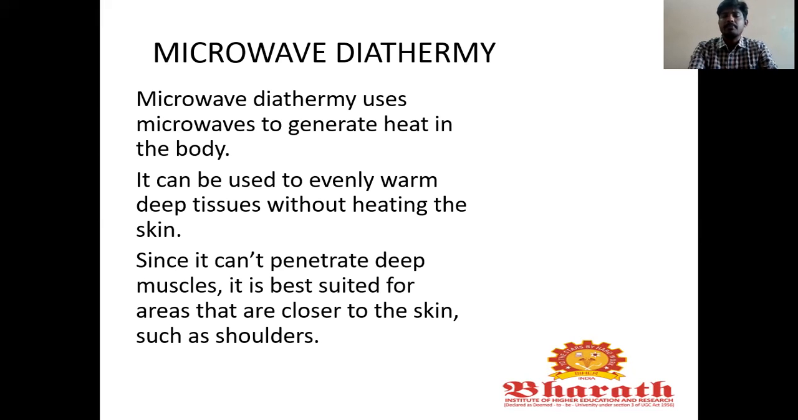At the same time, it can penetrate deep tissues, but it cannot penetrate deep muscle. It is best suited for areas closer to the skin, such as shoulder pain and neck pain. This type of diathermy is used to relieve pain very quickly.